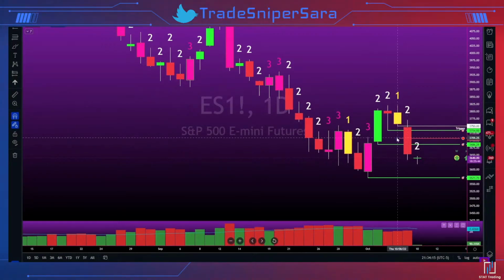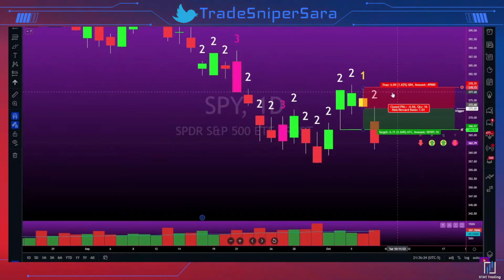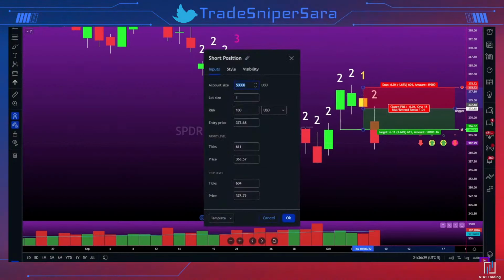Now, if you're going to use a stop way up here, as opposed to the 50% rule, you're going to have to size smaller because you're risking more money. Okay, so I switched to SPY so we could do a little position size calculation. Let's say, these are just nice round numbers, you have a $50,000 account and you only want to risk $500, okay?